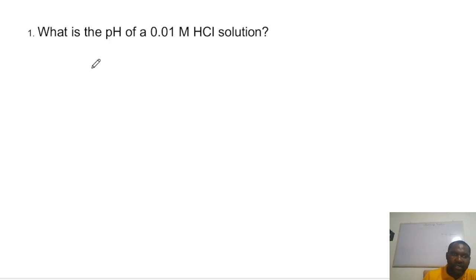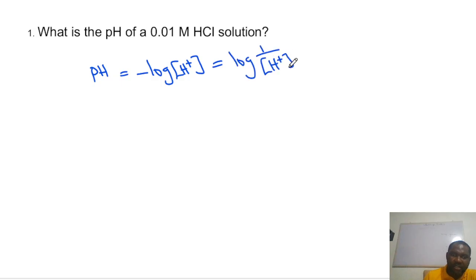Now generally the formula for pH is negative logarithm of hydrogen ion concentration, and you can actually write it as logarithm of 1 over hydrogen ion concentration, which I prefer. And you should note that hydrogen ion concentration can also be replaced with hydronium ion concentration. It's the same thing, so they go hand in hand. Now, the hydrogen ion concentration depends on the number of ionizable hydrogen.